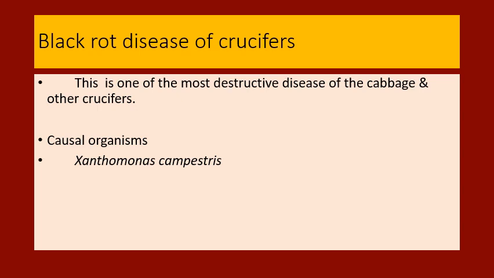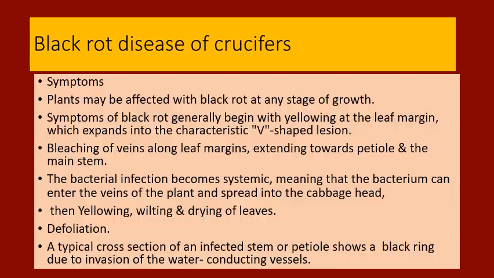Actually this is one of the most destructive diseases of cabbage and other crucifers. The causal organism is Xanthomonas campestris. Actually this is a bacterial disease. We'll see the symptoms of black rot disease of crucifers. Then this disease can happen at any stage of growth. Then actually there are characteristic symptoms.